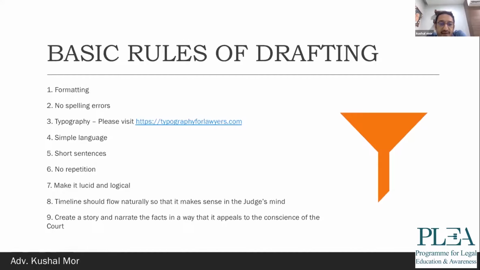At no point should you take this to mean that you will hide facts or distort facts or go away from the truth. You just need to narrate them in a way that appeals to the conscience of the court. Lastly, please revise your drafts, read them again and again. And like I said, ask your junior to read them, ask somebody else to read them to see how it has come out. So these are the basic rules.